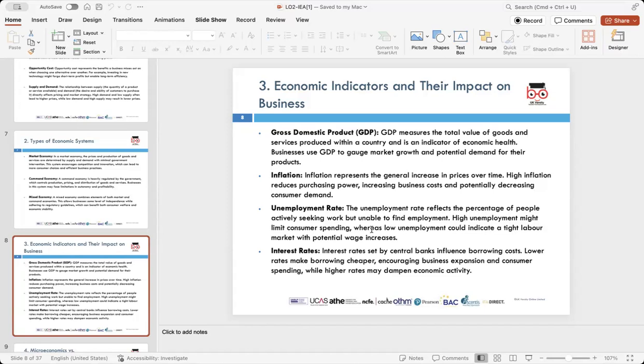Last one is interest rate. Interest rates, which are controlled by central banks to regulate borrowing and spending. Lower interest rates encourage businesses to take loans for expansion, while higher rates can slow down investment and consumer spending. Businesses must closely track these indicators to plan for future economic shifts.